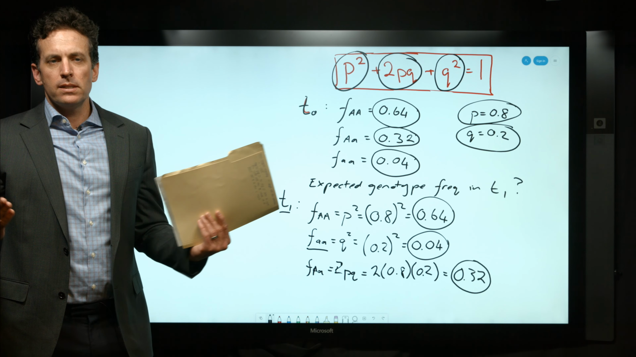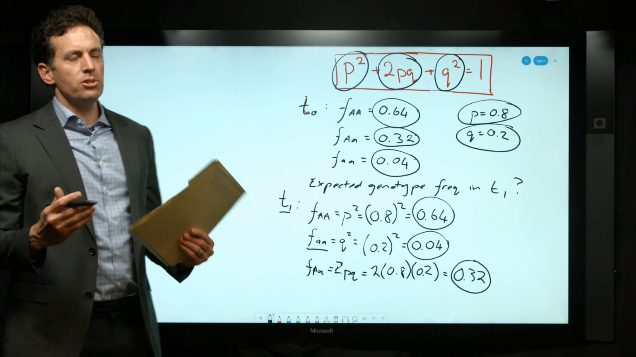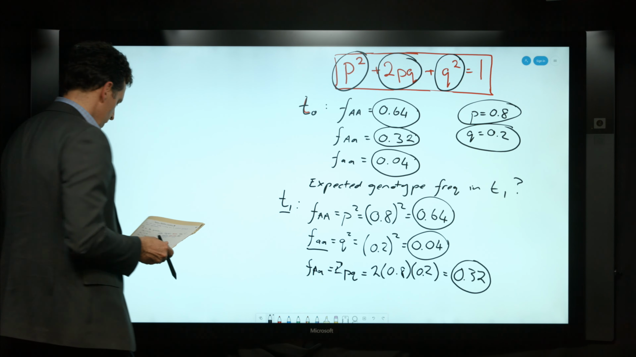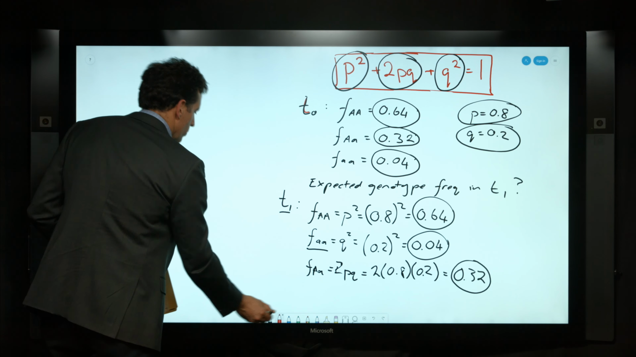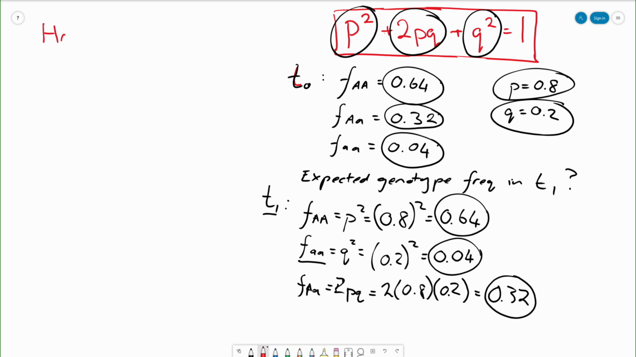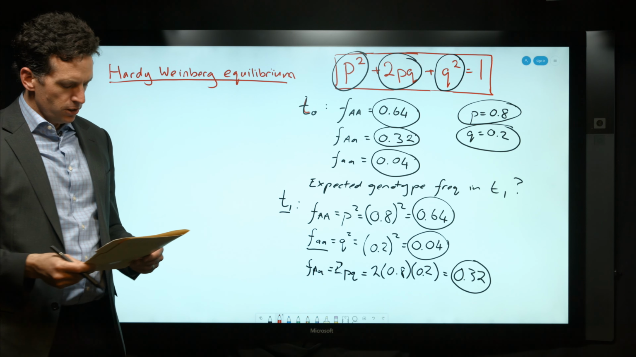And why is this the case? Because this population is literally in equilibrium. And so this is what we define as Hardy-Weinberg equilibrium, when the population is literally in equilibrium, such as we observe with this population now.